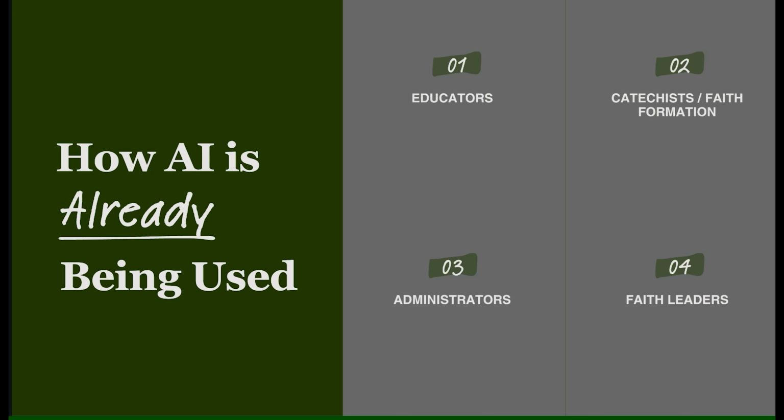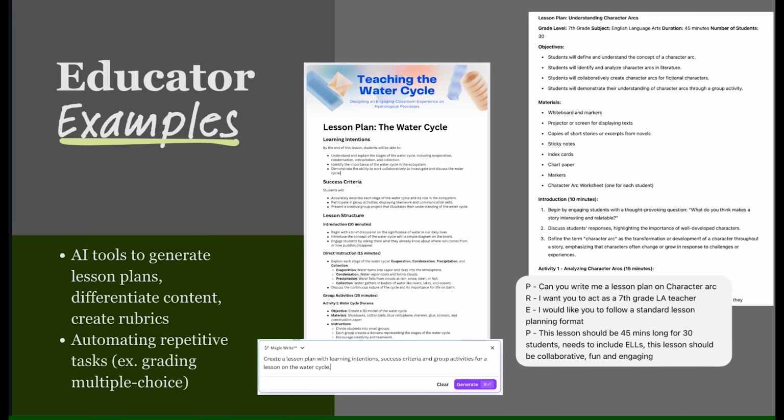So now that we've covered some best practices for using AI safely and responsibly and touched on the things that you need to be aware of, let's look at how AI is already being used and some exciting ways that you can use AI. Just remember, in the next videos, we will dive into these strategies in more detail and walk through how to use AI tools to implement them. So first up, we have educator examples.